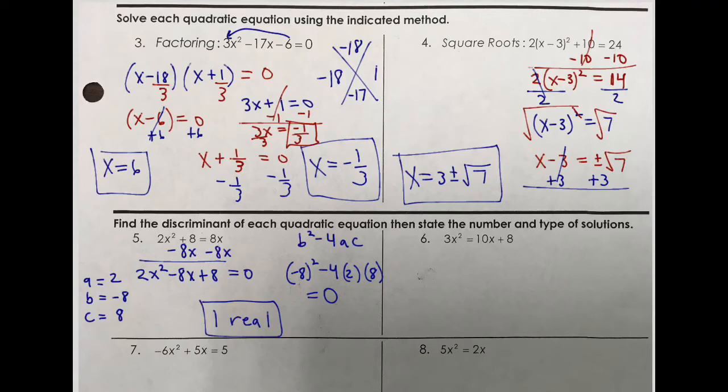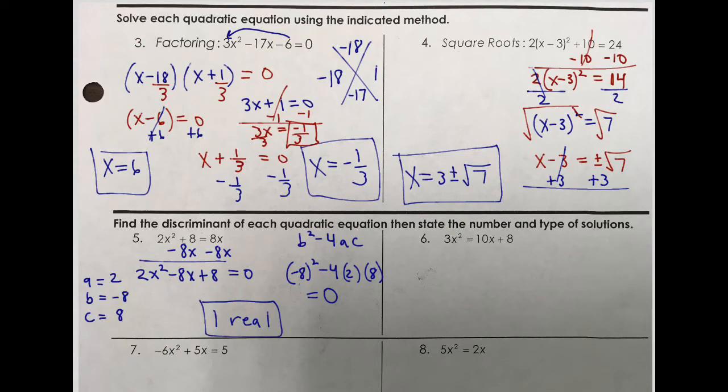So reference your notes, but when it's equal to 0, there's 1 real. When it's equal to any positive number, it is 2 reals. And then when it's equal to a negative number, it's 2 imaginary. Continue on to number 6.